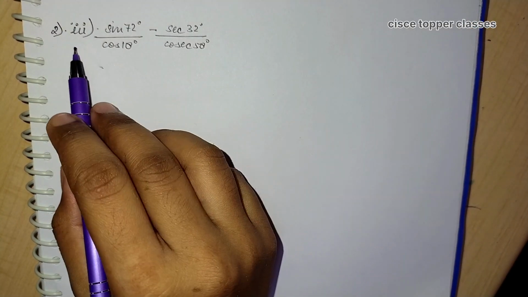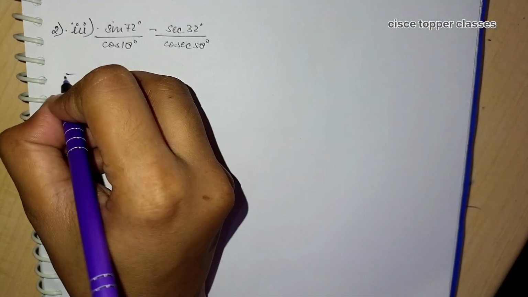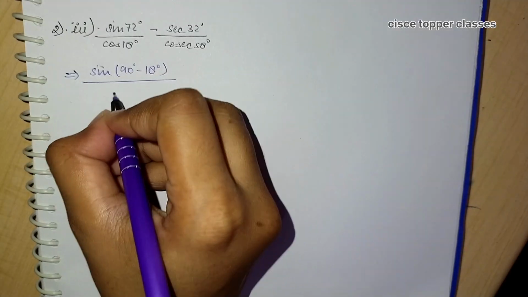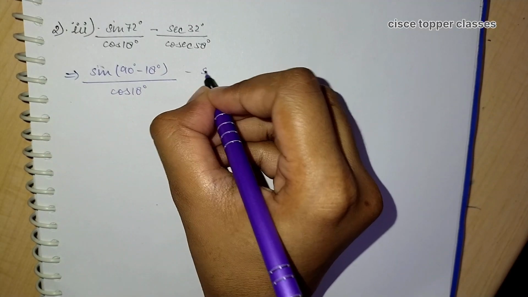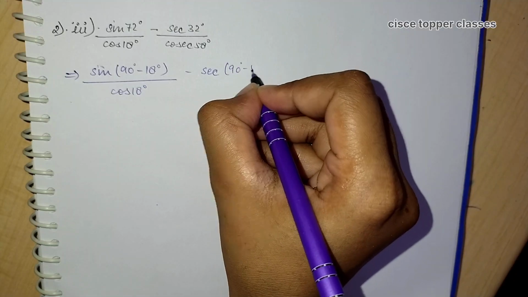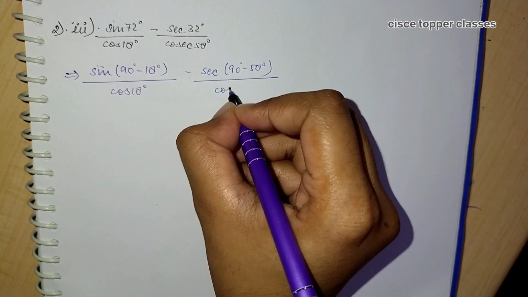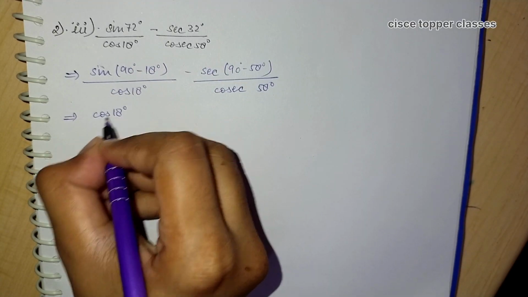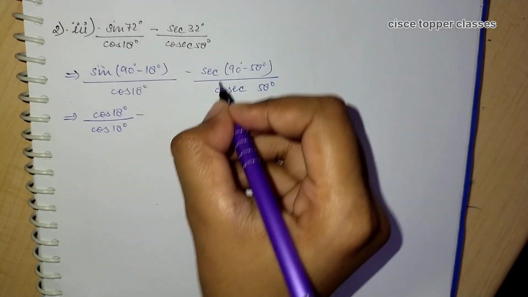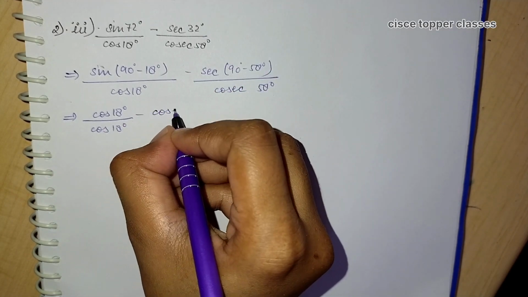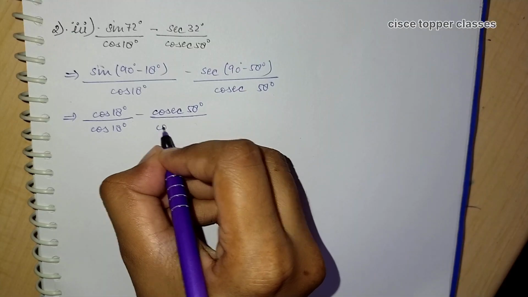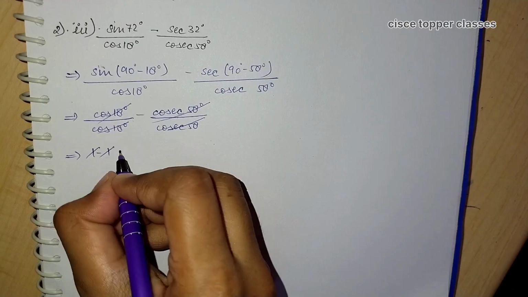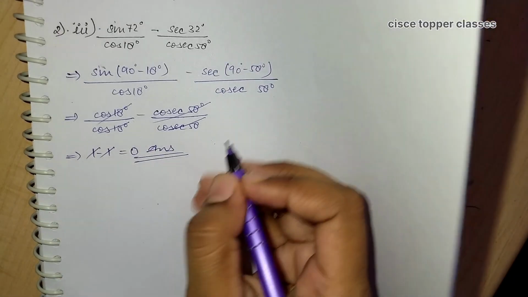Let's solve question number 2, third part. So this part we can write as sin (90 degree minus 18 degree) divided by cos 18 degree minus sec (90 minus 58 degree) divided by cosec 58 degree. Because sin (90 minus theta) is cos theta, so cos 18 degree divided by cos 18 degree minus, sec (90 minus theta) is cosec theta, so cosec 58 degree divided by cosec 58 degree. So this will be cancelled out here. Means 1 minus 1 is equal to 0 is the answer in question number 2 third part.